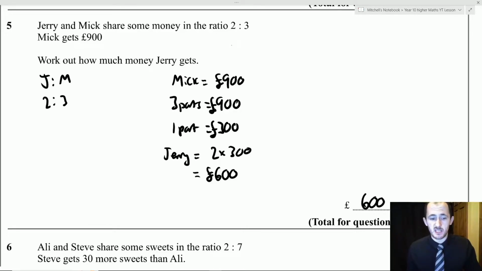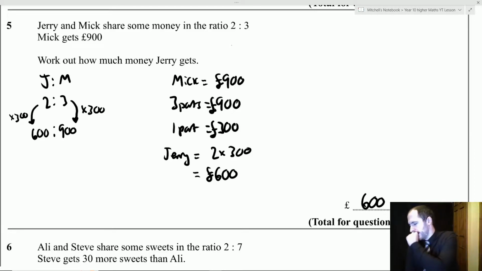There is another way to do it, which is as quick, yeah? The other way to do it, just so you're aware, is what people like to do is write the ratio again, but they say, okay, Mick gets 900. So how do I get from 3 to 900? So you do 900 divided by 3, you times by 300, which means you have to do it to the other side as well. And you get 600 again, so it's the same thing. But either way, perfectly fine.